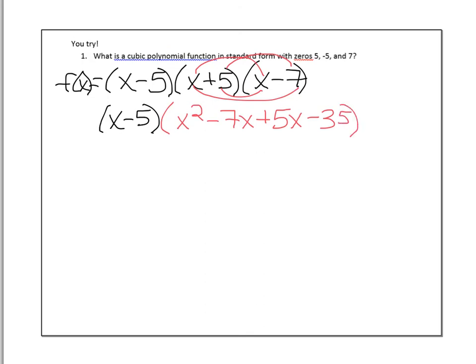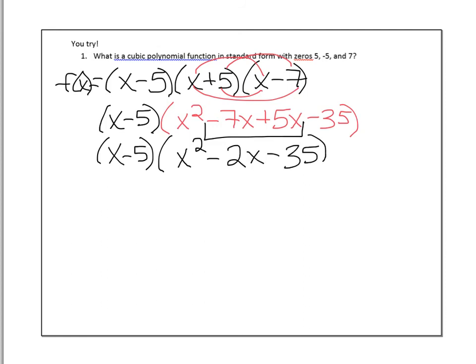Now we look for our like terms. So we have x squared minus 2x minus 35. So check that you got that far. Now we distribute everything in the first parenthesis to everything in the second. So we go x times x squared, which is x cubed. X times negative 2x, you should have had negative 2x squared. And x times negative 35 is negative 35x.